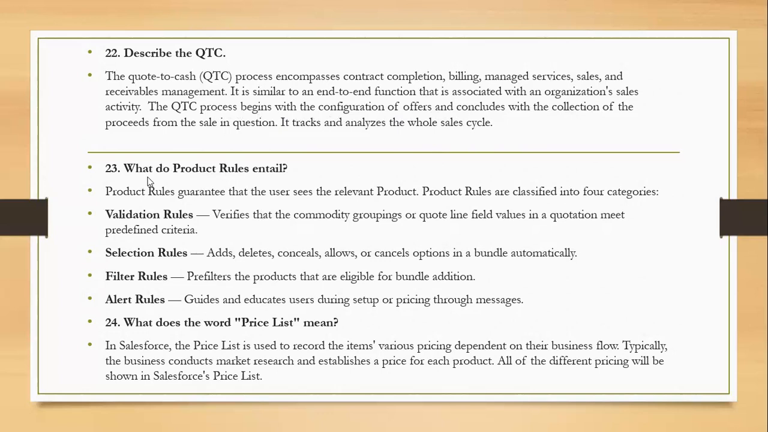Next question. What do product rules entail? Product rules guarantee that the users see the relevant product rules, classified into categories. Validation rules verify that commonly grouped quote line fields wherein the questions meet the predefined criteria.